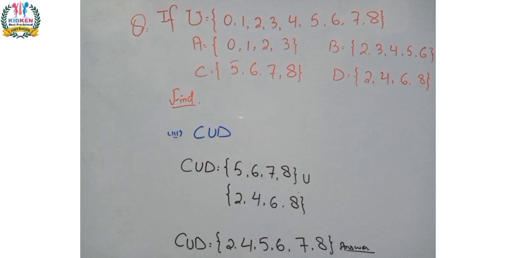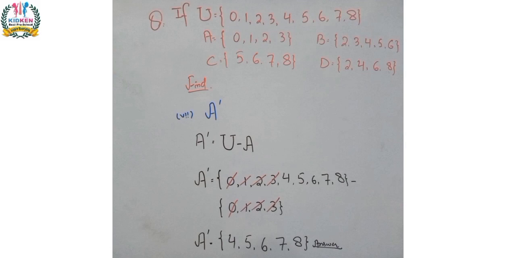Next part of this question, C union D. So C has value 5, 6, 7 and 8 and D has value 2, 4, 6 and 8. So again we can write these values together in the form of one set. So C union D has value 2, 4, 5, 6, 7 and 8 and this is the final solution of C union D.